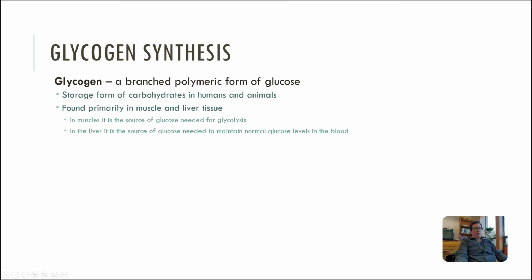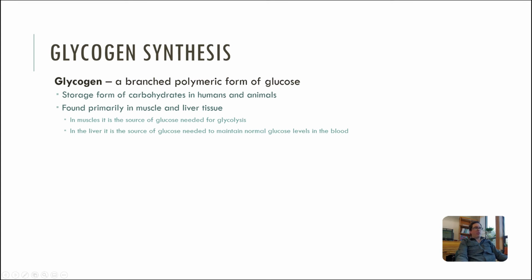All right, so we might need to store glucose for when it's really needed, when we're running low on blood sugar, and we need to generate more sugar to keep our muscles moving. Well, we have, again, a polymer called glycogen. Glycogen is a branched polymer of glucose. So it differs from the other polymers of glucose we've been studying in a couple ways.